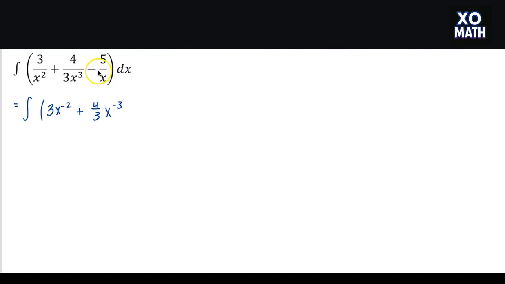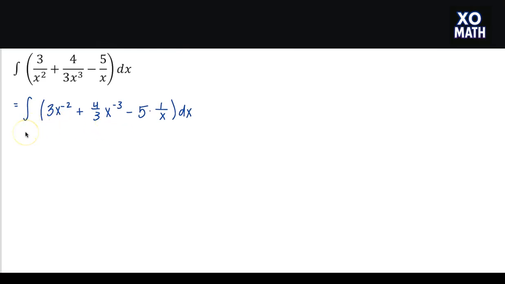And now for this last term, I have negative 5 over x. So here, the way I'm going to rewrite this is I'm going to keep the coefficient negative 5 in front, and then I'm going to write this still as 1 over x dx, because I do want to remember that this has a special general antiderivative. So let's go ahead and now integrate each term.